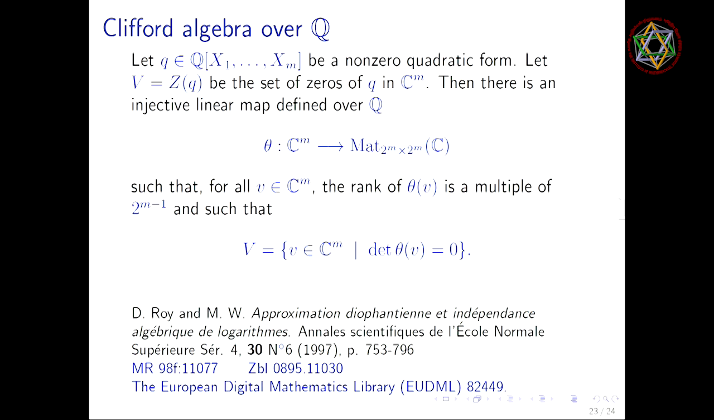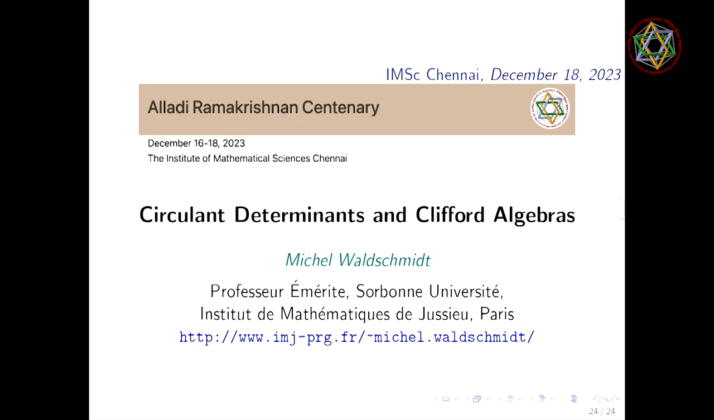And so the Clifford algebra is used in the following way. If you have a non-zero quadratic form Q, and we look at the set of zeros of Q in C^m, then there is an injective linear map, which I just defined before, from C^m to the matrices, such that for all v in C^m, the rank of the image is a multiple of 2^(m-1). And the set of zeros of Q is the set of v such that the determinant of theta(v) is 0. And this is in this paper, and this is what we use for the proof of the transcendence result. So with this, I thank you, and I conclude.